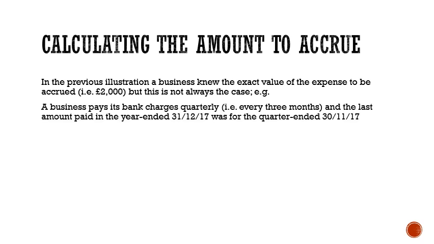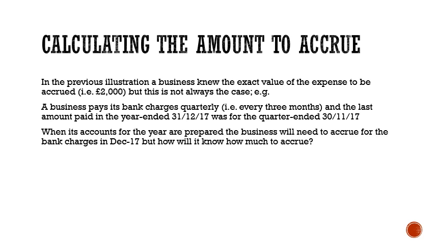So let's say that the business pays its bank charges quarterly, so that's every 3 months. And the last amount paid in the year ended 31st of December 2017 was for the quarter ended 30th of November 2017. So this business will have paid that at the end of November, and then the next lot of bank charges would be paid on the 28th of February 2018, and that would cover the months December, January and February.